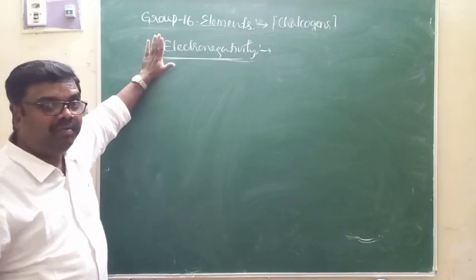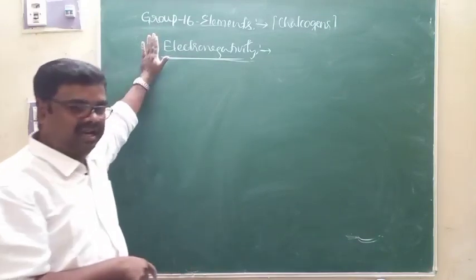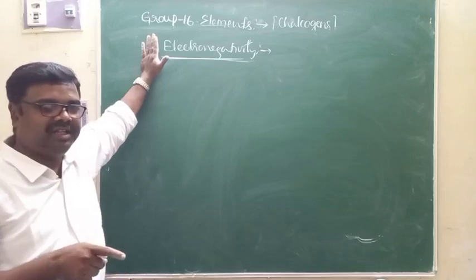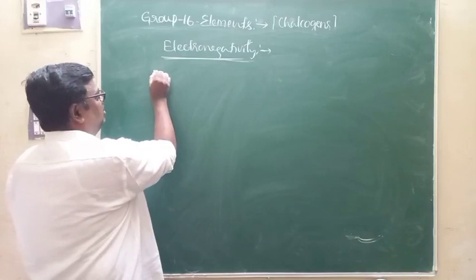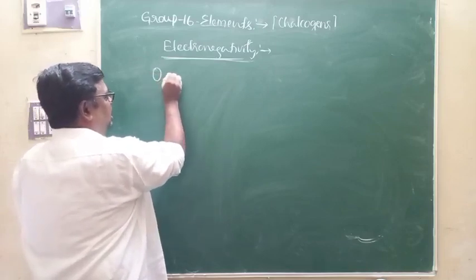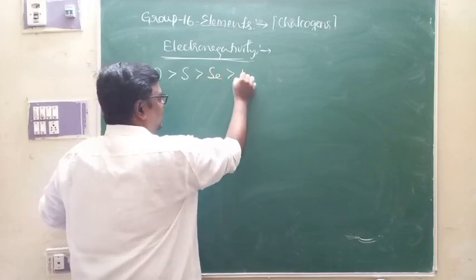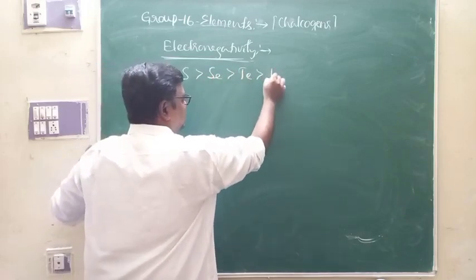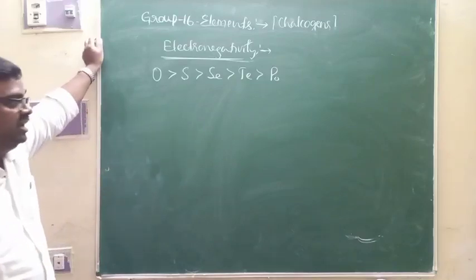It's a property of bonded atoms. Electron gain enthalpy is a property of an isolated atom, and the isolated atom is the atom which is not involved in bonding. Look at this. As far as electronegativity is concerned, the electronegativity of oxygen is greater than sulfur, greater than selenium, greater than tellurium, and of course greater than polonium. This is the variation of electronegativity there.